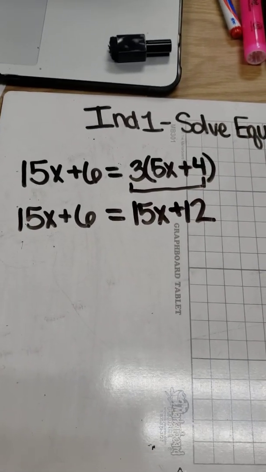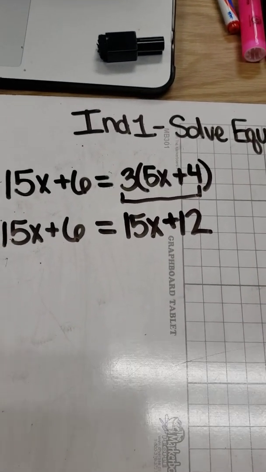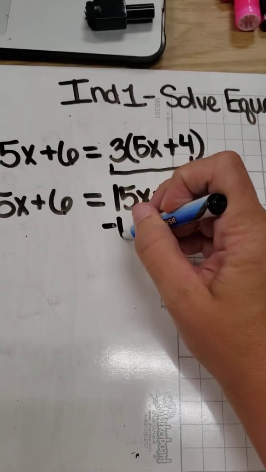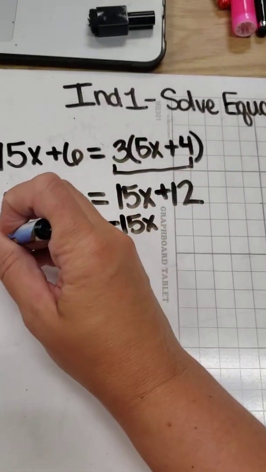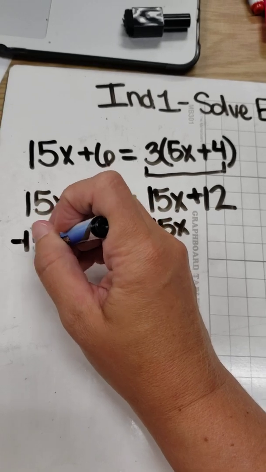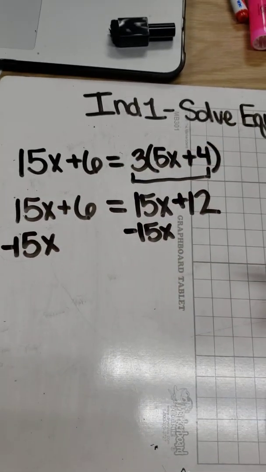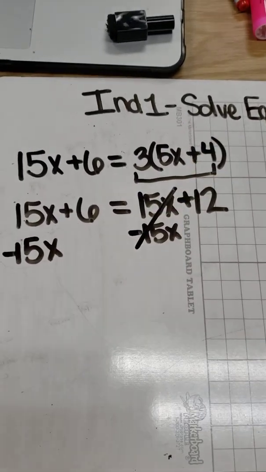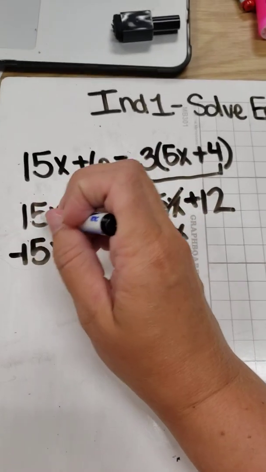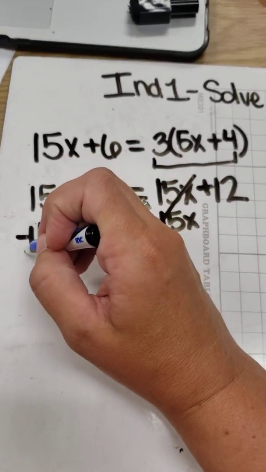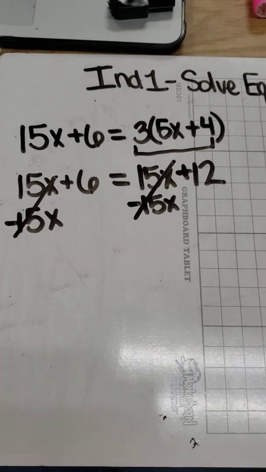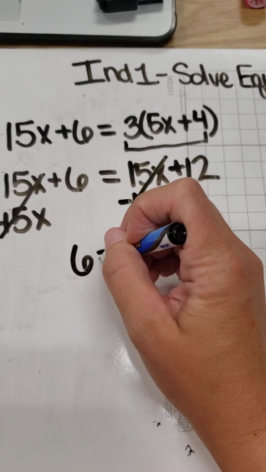Now, on our next step, we want to get the variables on the same side. So I'm going to subtract my 15x over to the left. And you're going to notice something happens here. The reason we do opposites is to keep it balanced. But whenever you subtract 15 minus 15, you get 0 here as well. So you're just left with an equation: 6 equals 12.